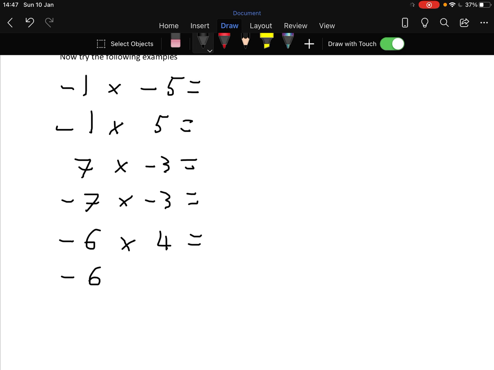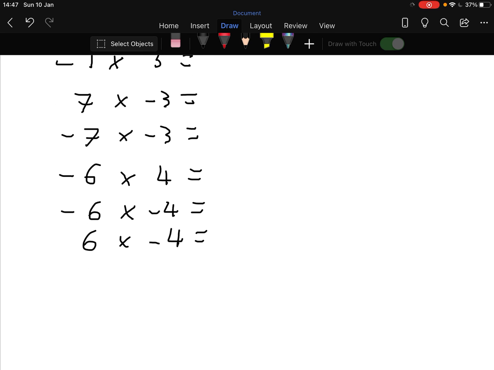Minus 6 multiplied by minus 4, and 6 multiplied by minus 4. So that's the same two numbers, but actually two of the answers are going to be the exact same. Okay? So which two answers are going to be the exact same?